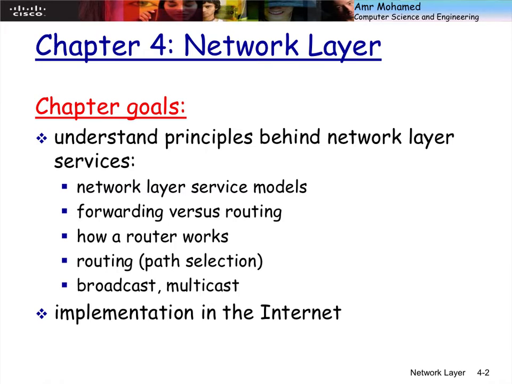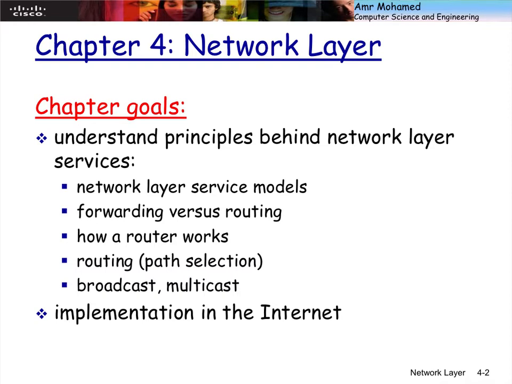one network to another network, one local network. Host to host or network to network communication. Not end application at all. Host to host or network to network.